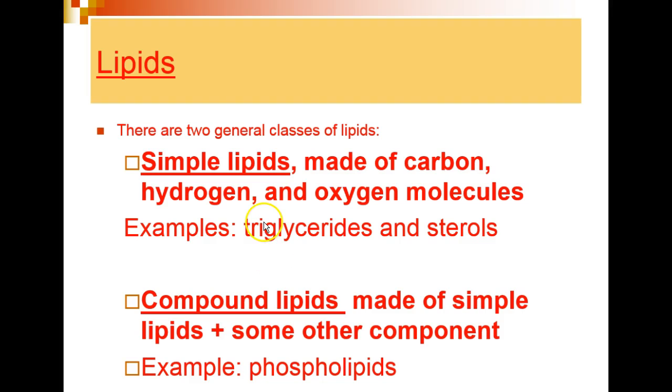There are basically two types of lipids: simple lipids and compound lipids. Simple lipids are made of carbon, hydrogen, and oxygen molecules. Triglycerides and sterols are simple lipids. Compound lipids, on the other hand, are made of simple lipids to which some other component has been chemically attached. Phospholipids are examples of compound lipids.